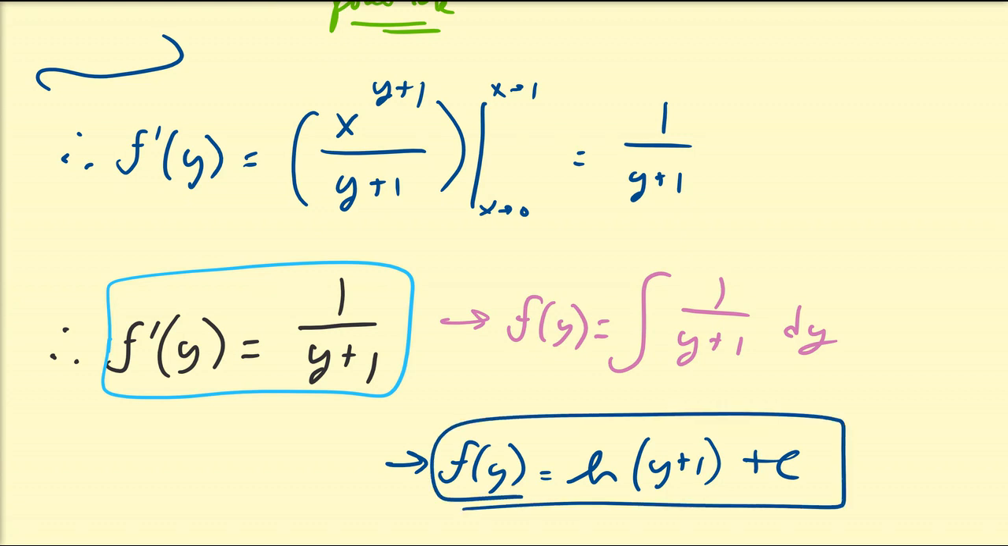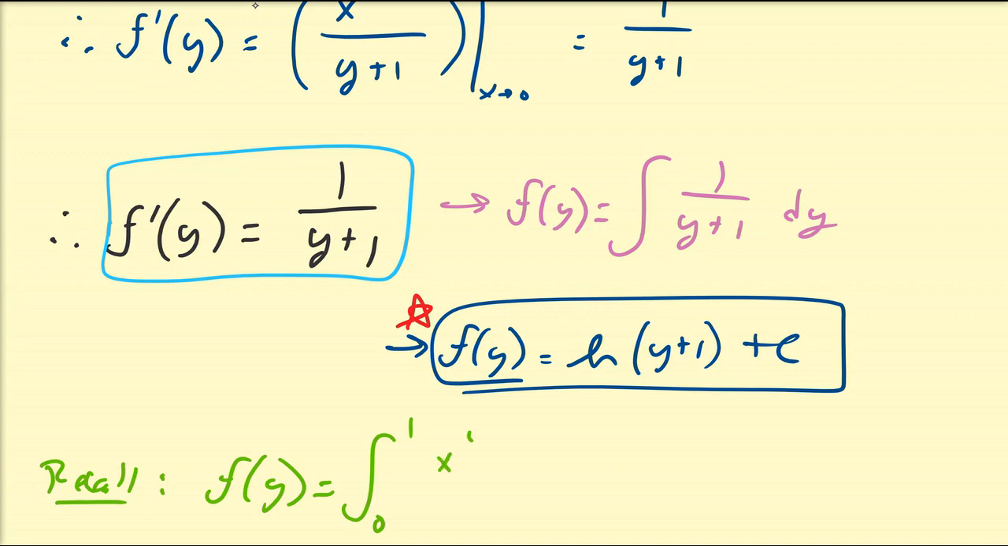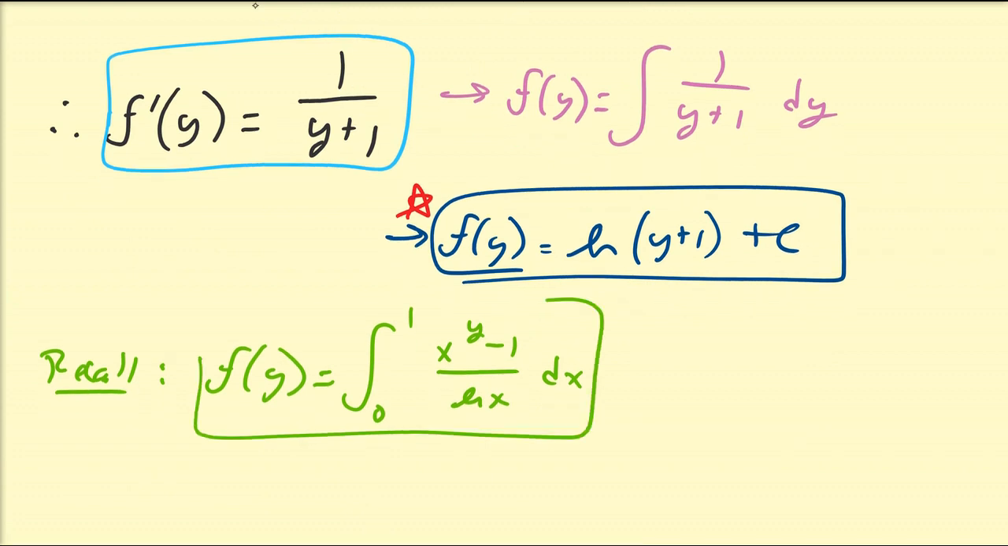So what exactly have I done here, and what's so special about this function f of y? Remember what we defined f of y to be equal to before. So recall, f of y is equal to the integral from 0 to 1 of x to the y minus 1 over the natural log of x dx. So these two expressions are actually equivalent expressions. They represent the same exact function.